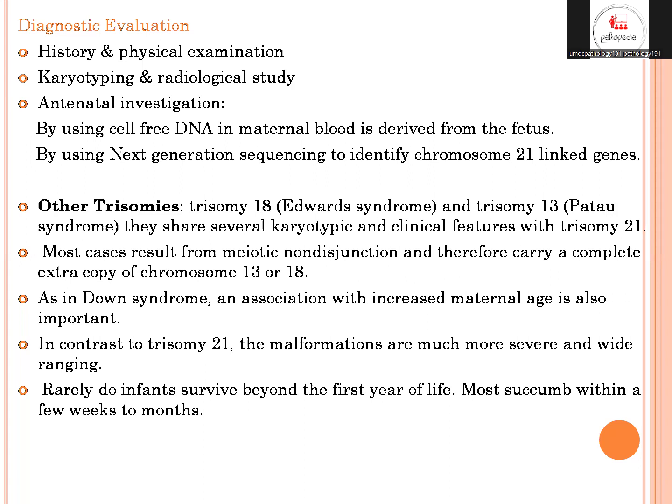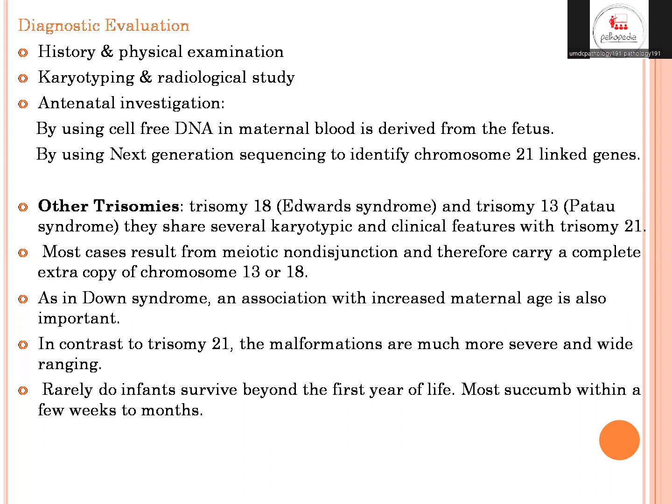To make the diagnosis, the approach is history and physical examination, then karyotyping and radiological studies, and antenatal investigation using cell-free DNA in maternal blood derived from the fetus, and using next generation sequencing to identify chromosome 21 linked genes. Other trisomies, like trisomy 18, also called Edward syndrome, and trisomy 13, Patau syndrome, share several karyotypic and clinical features with trisomy 21.